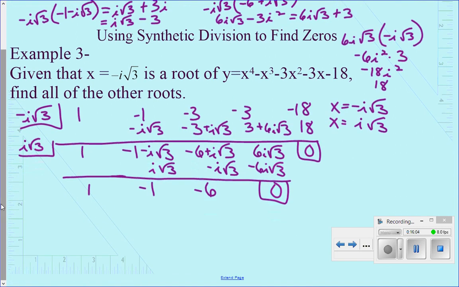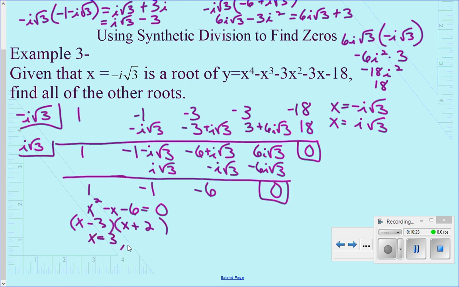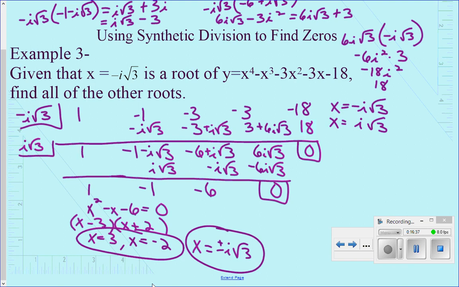And I'm left with a quadratic. X squared minus x minus 6 is equal to 0, which factors. So x minus 3 and x plus 2, which means that x equals 3 and negative 2. Those are the real solutions, real roots. And then I have the 2 complex, which total 4, and it was degree 4.